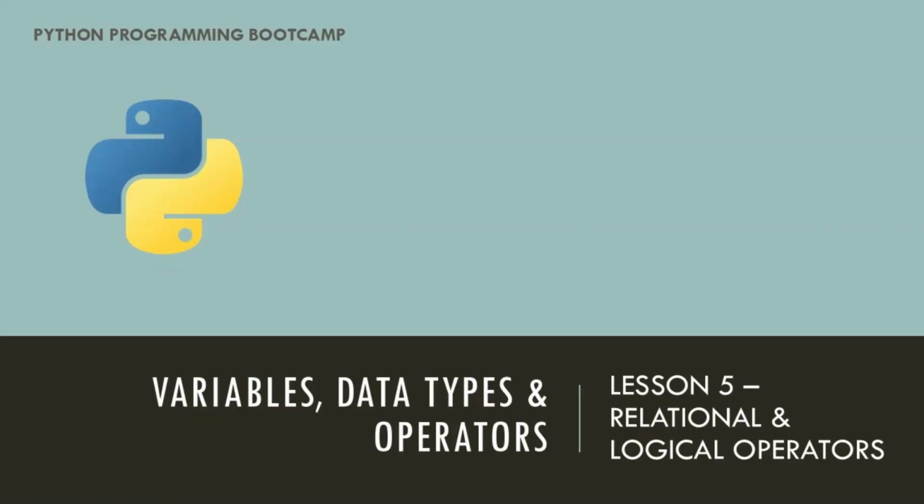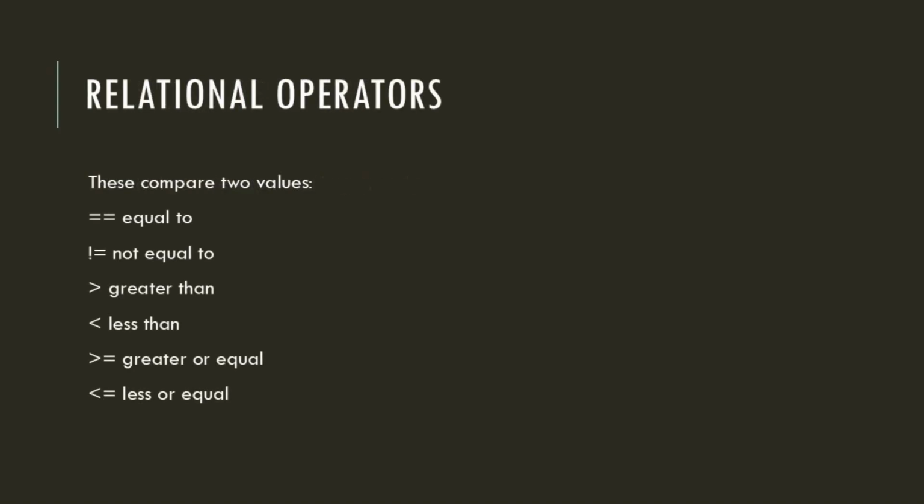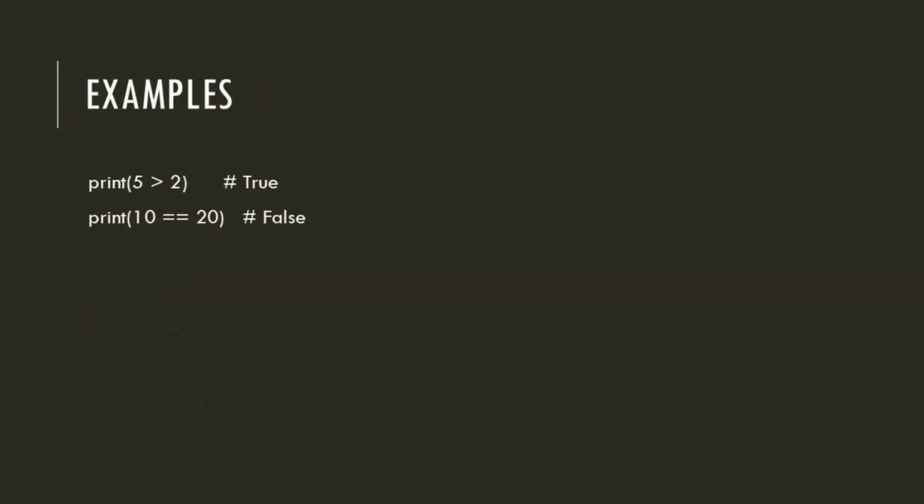In this lesson, we'll learn relational and logical operators, essential for decision making in code. Relational operators compare two values: equal to, not equal to, greater than, less than, greater or equal, less or equal. Examples are print(5 > 2), prints True. print(10 == 20), prints False.